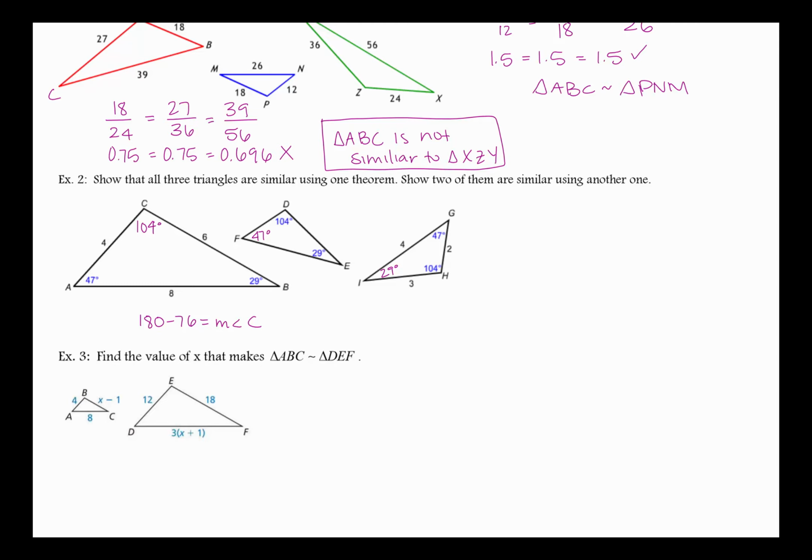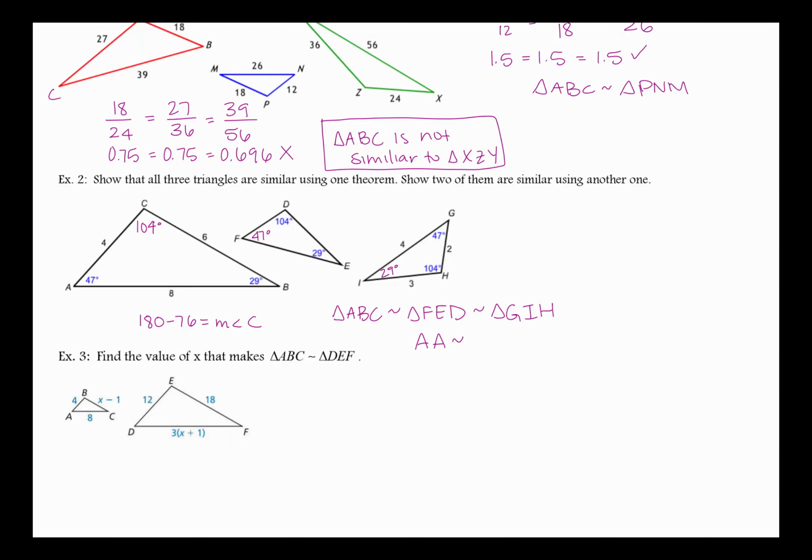So right away, I can say that all three of these triangles are in fact similar. But I need to use two different theorems later on. So show that all three triangles are similar using one theorem. Triangle ABC, so I went from the 47 to the 29 to the 104. I'm going to do that again here. ABC is similar to triangle FED, which is similar to triangle, so 47, 29, 104, 47, 29, 104, that would be GIH. And that's by angle-angle similarity. Notice I put the squiggle at the end to denote similarity. So that helps us with the first one.